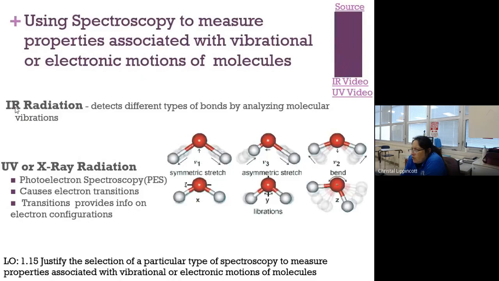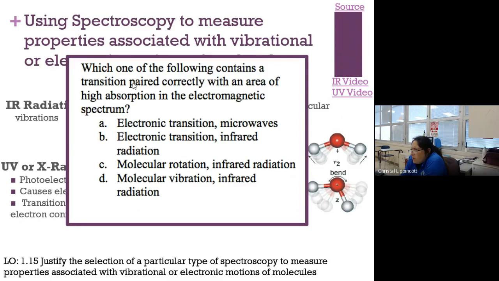So this is radiation. IR radiation, UV, so infrared, UV, and X-ray. Infrared radiation detects different types of bonds by analyzing molecular vibrations. UV and X-ray radiation causes electron transition, so they're going to move from one place to the next. Okay, so which one of the following contains a transition paired correctly with an area of high absorption in the electron spectrum?